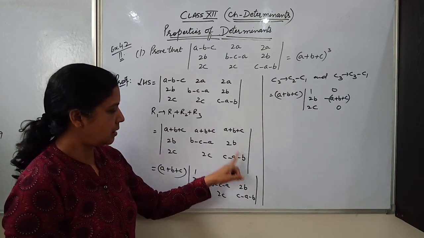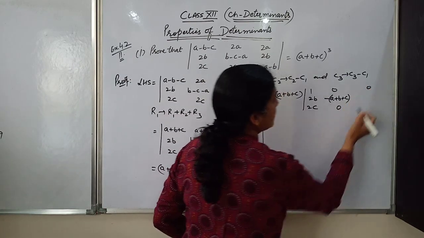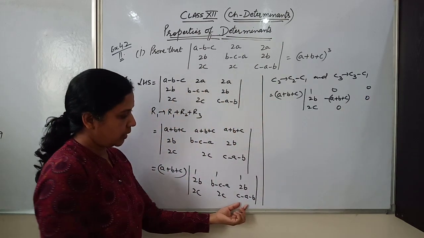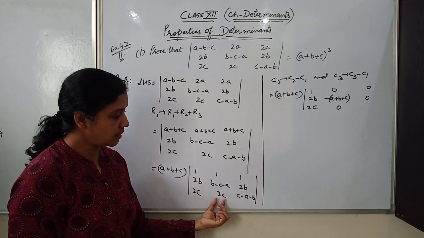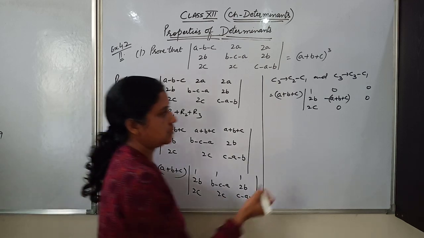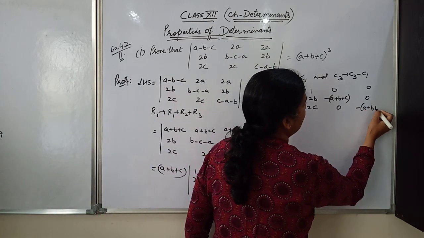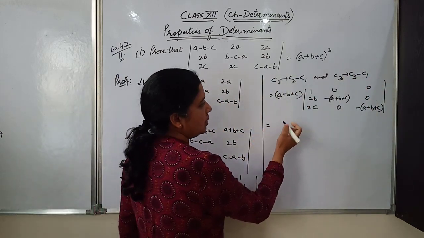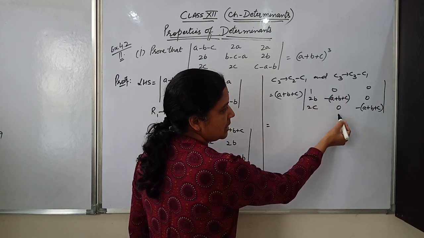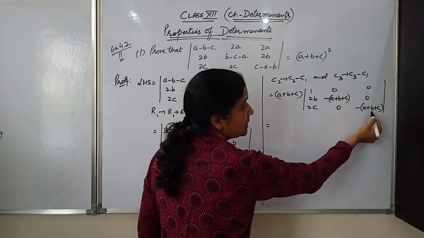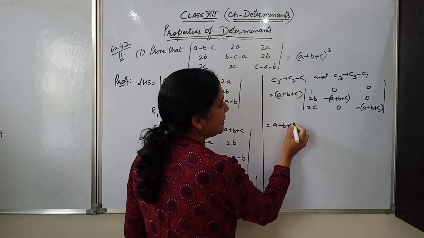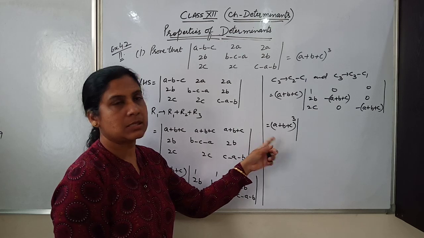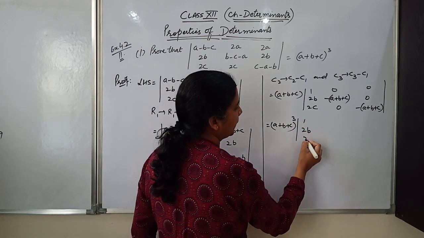C3 such that C3 minus C1. 1 minus 1, 0. 2b minus 2b, 0. And when you subtract this, c minus 2c, minus c minus a minus b. So again I have taken minus common a plus b plus c. You can see I can take a plus b plus c common from the second column as well as the third column. So I have taken it 2 times common. Already one time it was written outside. So it becomes a plus b plus c whole raised to power 3.